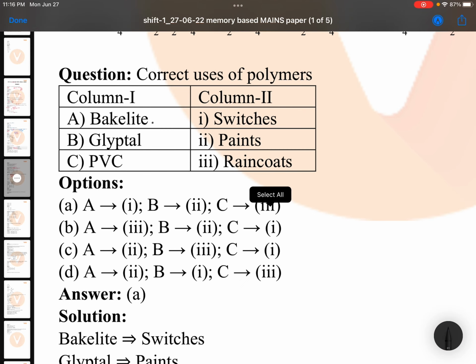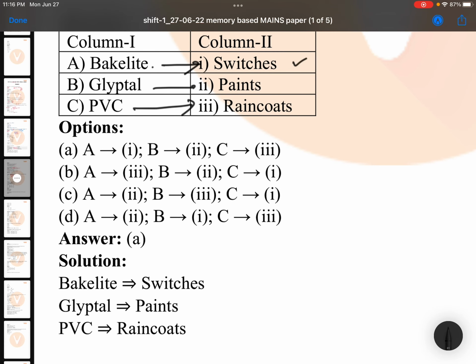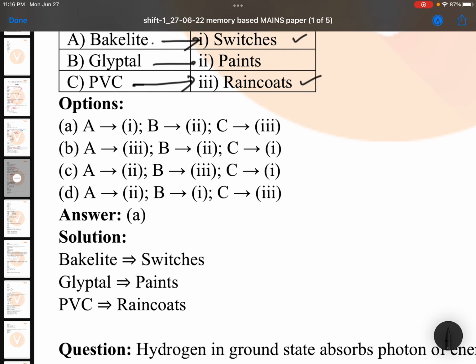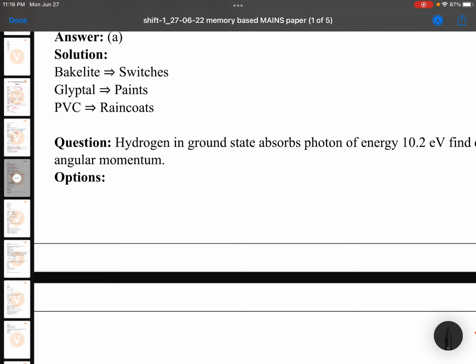Bakelite is generally used for switches. Glyptal is for paints and PVC is for raincoats. Bakelite is known to you very well: phenol formaldehyde combination. Polyvinyl chloride is for raincoats. Glyptal is for paints. That's a memory based question. It should not be asked, but we can't do anything.